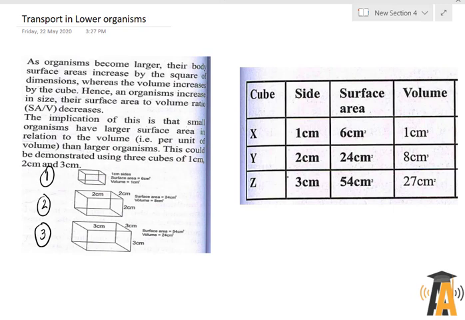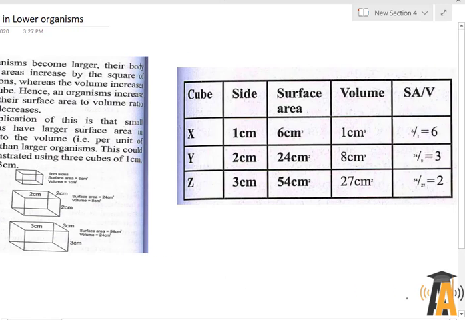Now what these cubes are trying to tell us is that the smaller an organism, the larger the surface area in relation to its volume. So if the organism is small in size, its surface area in relation to its volume would be large. If we look at the table we have here, you can see that cube X or cube 1 has the smallest surface area, which is 6.